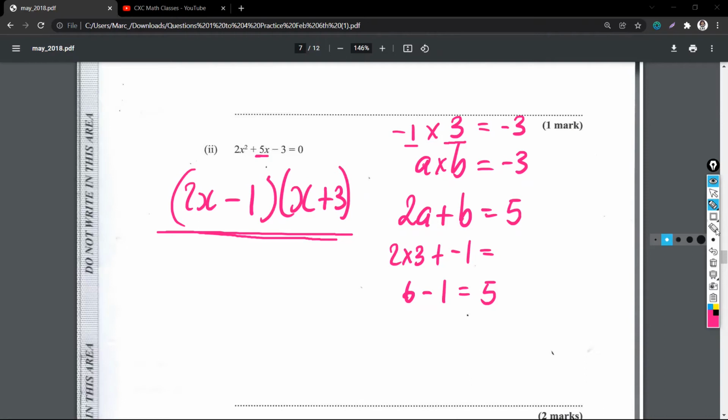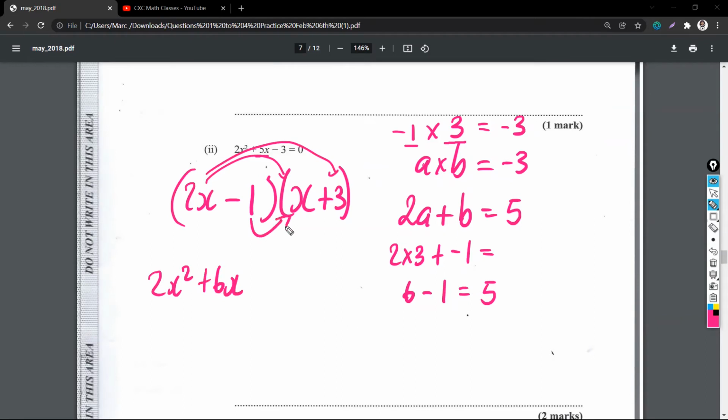Let me just show you why it's the correct answer before I move on. 2 times x will give me 2x squared. 2 times 3 will give me plus 6x. Minus 1 times x will give me minus x, and minus 1 times 3 will give me minus 3. When these two combine, I'm going to get 2x squared plus 5x minus 3. So this is why I know my answer is right.